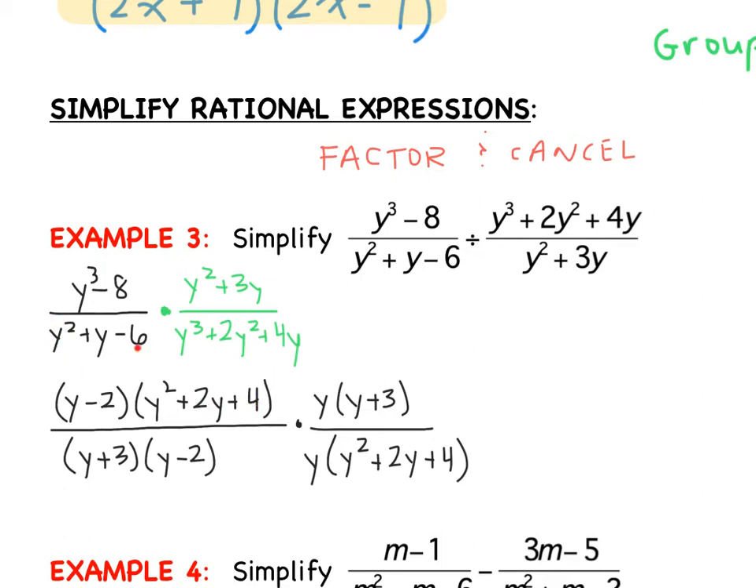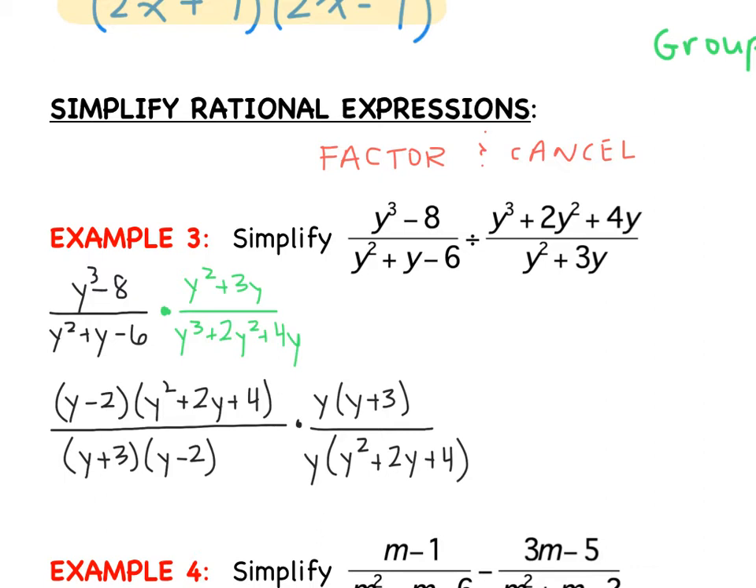This first denominator here, y squared plus y minus 6, 3 terms, we're looking at product sum, 2 numbers whose product is negative 6, sum is 1, we get y plus 3, y minus 2. This guy here, y squared plus 3y, we can take out the GCF of y, and we're left with y plus 3. Same here, we take out the GCF of y, and we're left with y squared plus 2y plus 4. If we tried factoring this further, 2 numbers whose product is 4, whose sum is 2, it does not factor any further, so we leave it.